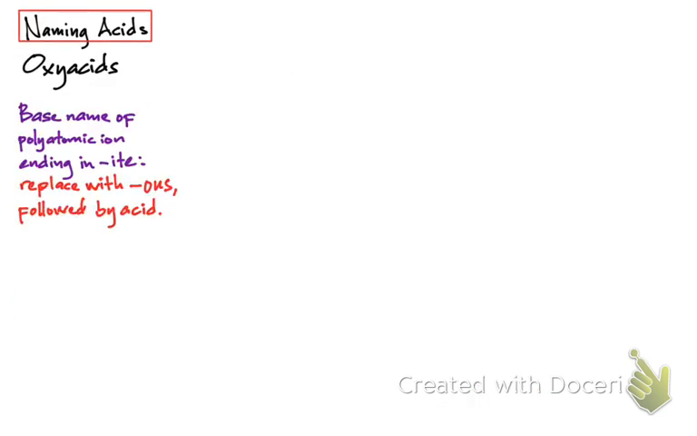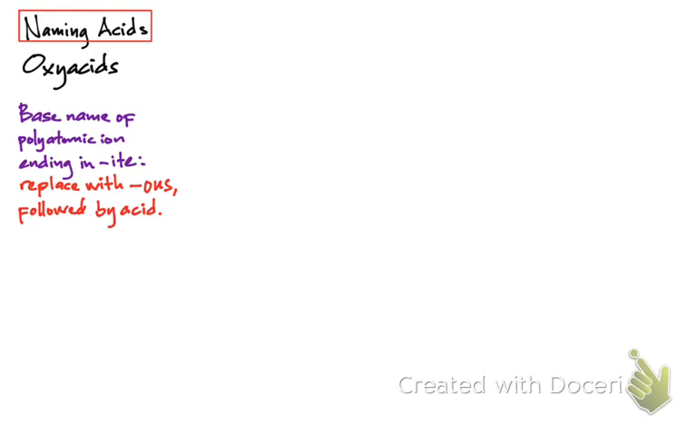All right, so what about the other oxyanions, right? The other polyatomic ions that end in ITE or polyatomic ions that start with the prefix per or hypo, right? How do we name these polyatomic ions? So let's go with polyatomic ions that end in ITE. If you have these oxyacids, you would replace the suffix ITE with OUS, followed by the word acid.